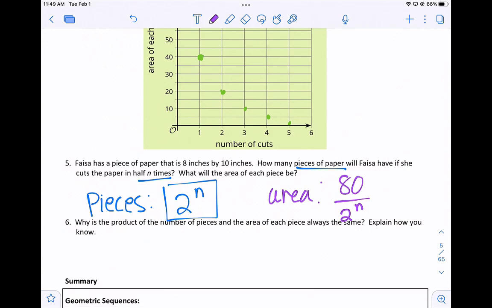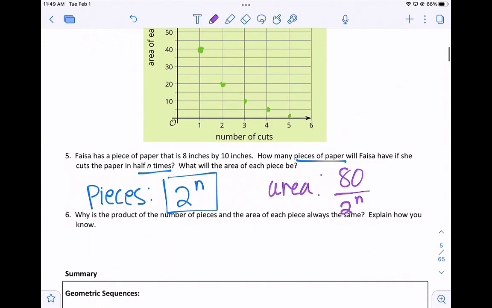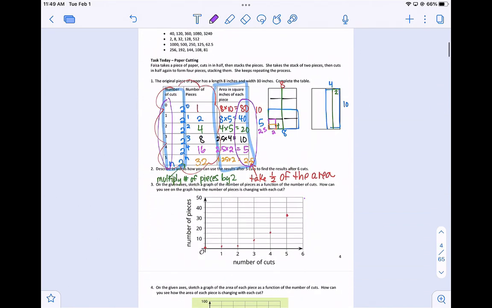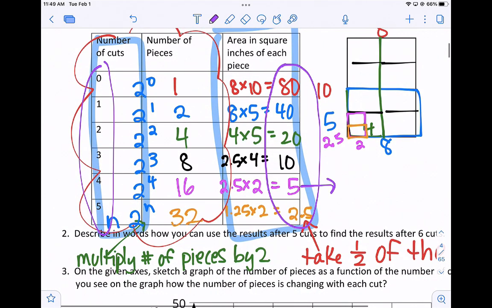So when it's 0, 2 to the 0 is 1, so that works. How about the next one? 80 divided by 2 to the first power. Okay, yeah, that works. How about 80 divided by 2 squared? That works. Oops, I went too far. We should try this one. 80 divided by 2 to the fourth power. Does that give us 5?